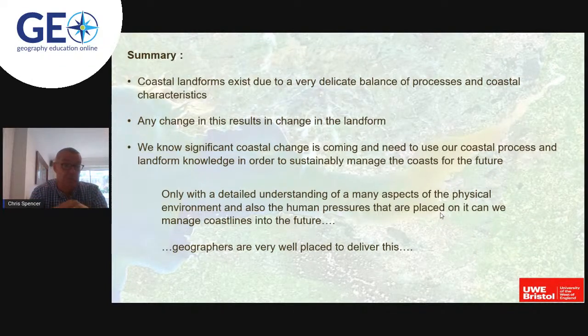The good news is that geographers are very well placed to deliver this, because we have that sort of synoptic, broader thinking as a discipline. That's our USP, to be able to bring together this whole range of knowledge and processes and understanding to be able to come up with solutions and to better manage our environment going forwards.